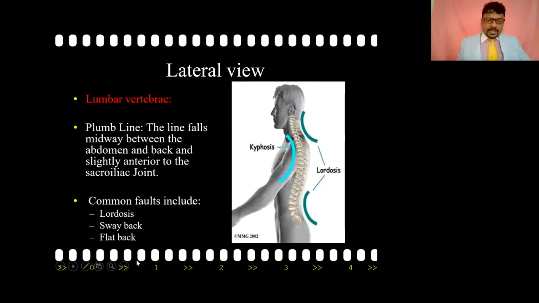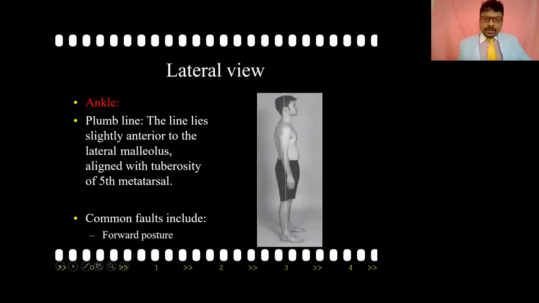So in these conditions, we are going to find the abnormality in the lumbar vertebrae. And also the ankles. At the ankle, the plumb line passes slightly anterior to the lateral malleolus. If you see here, this is the lateral malleolus. It should go anterior to the lateral malleolus.